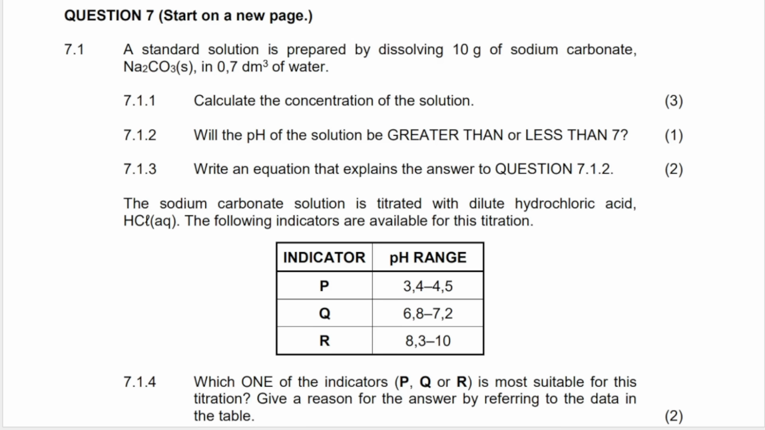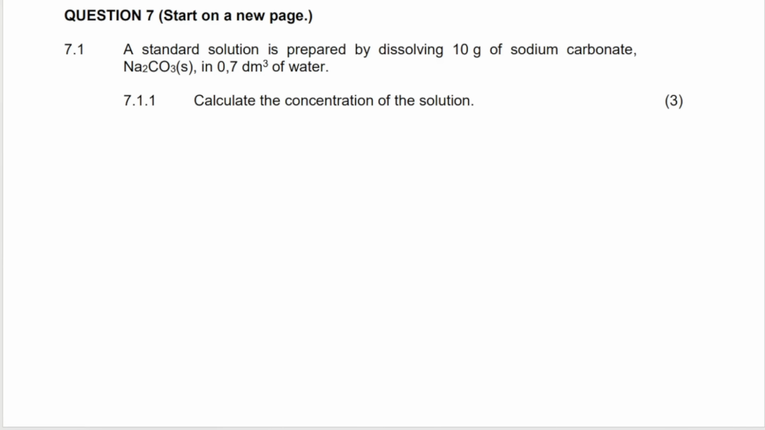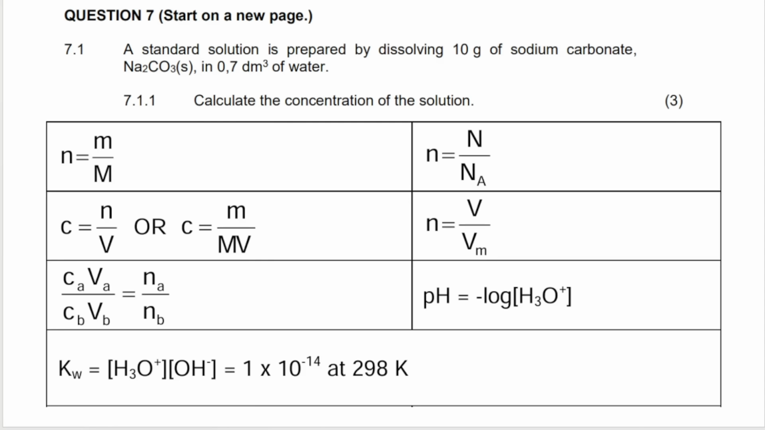We prepare this by dissolving 10 grams of sodium carbonate. They give you the formula, in 0.7 cubic decimeters of water. My first question is to calculate the concentration. So this is the formula sheet as given in your final exam paper as well as your exam guidelines. Concentration is either going to be this formula or this formula, because they give you the mass in grams. I think it's easier to use this formula.